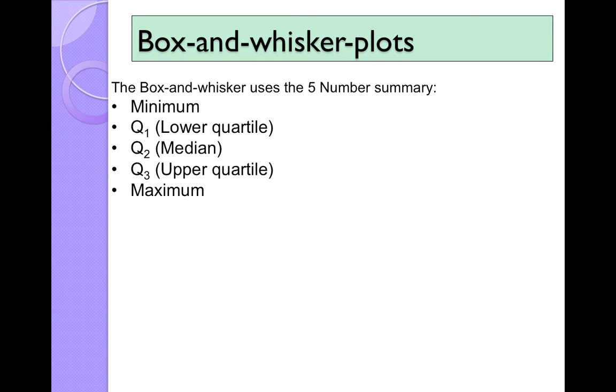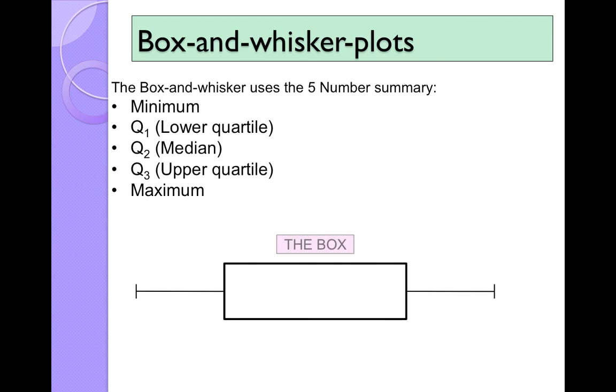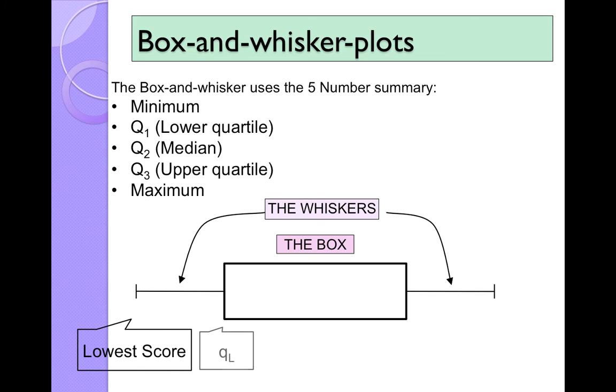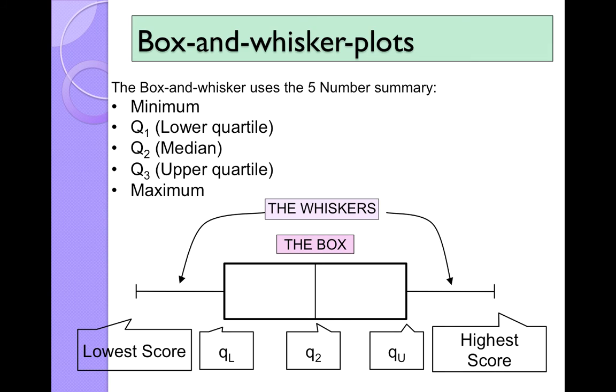We just quickly look at box and whisker plots again. You need the 5 numbers summary in order to draw a box and whisker plot, or you can get the 5 number summary from a box and whisker plot already drawn. There's the 5 values that is used for a box and whisker plot. The box in the middle with the whiskers on the outside. So the lowest score and the highest score are on the ends of the whiskers, and the median, lower quartile and upper quartile forms the box.